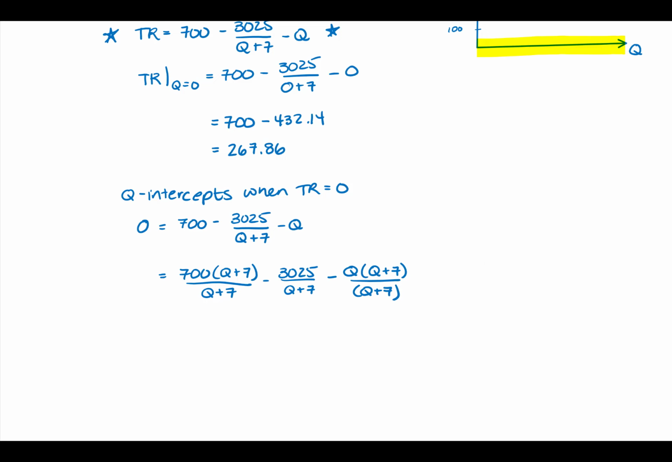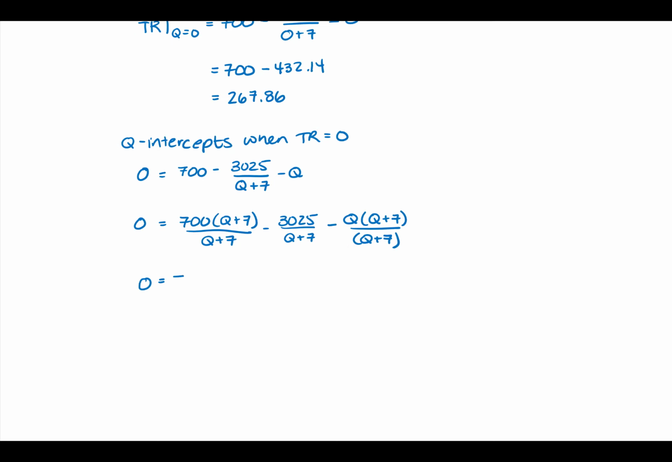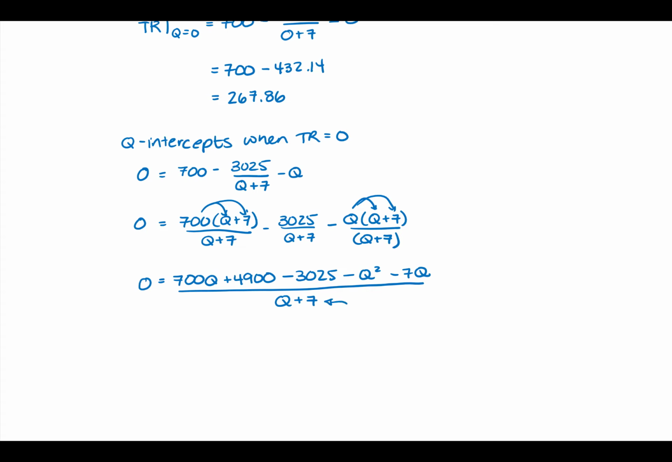That's just to give everything a common denominator. So now I have 700 times Q plus 4900 minus 3025 minus Q squared minus 7Q, all in my numerator, over Q plus 7. Now, as noted in the earlier examples, our denominator can never be equal to 0. So we can rule out Q being equal to negative 7, because that would give us a denominator of 0, though we kind of already ruled that value out as we're dealing with quantity and we don't have negative quantity.